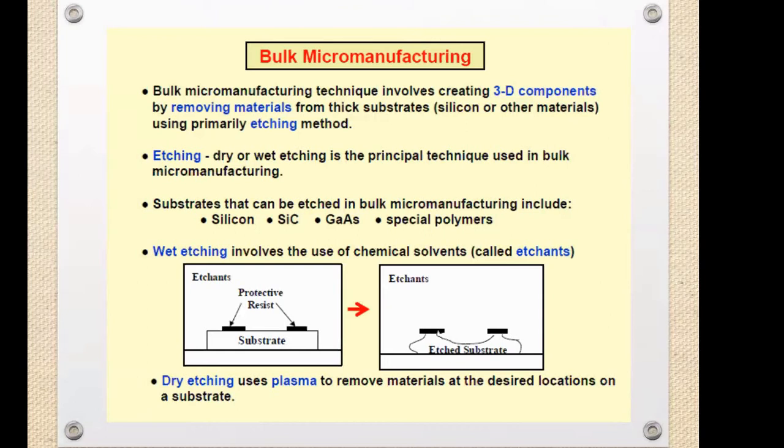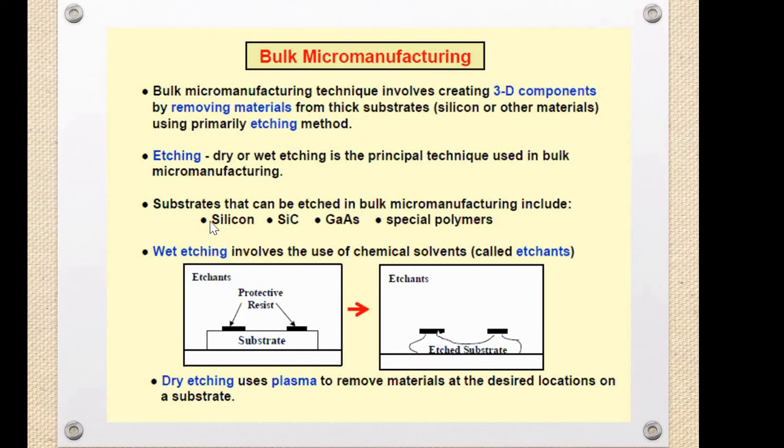The technique is similar to how sculptures are shaped into different types of sculptures. One of the methods is etching. We have seen what etching is. Now we will discuss the different types of etching. Dry or wet etching is a principal technique used in bulk manufacturing.